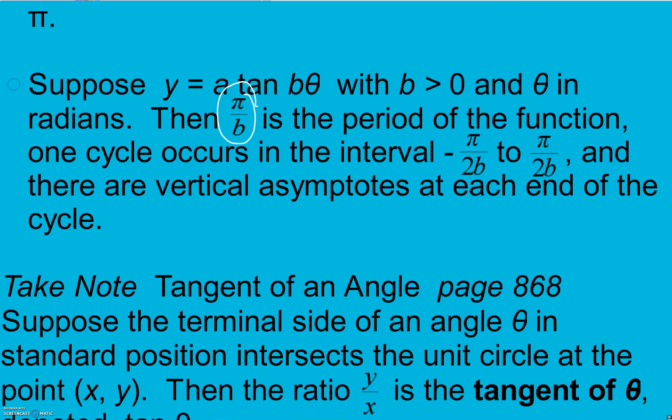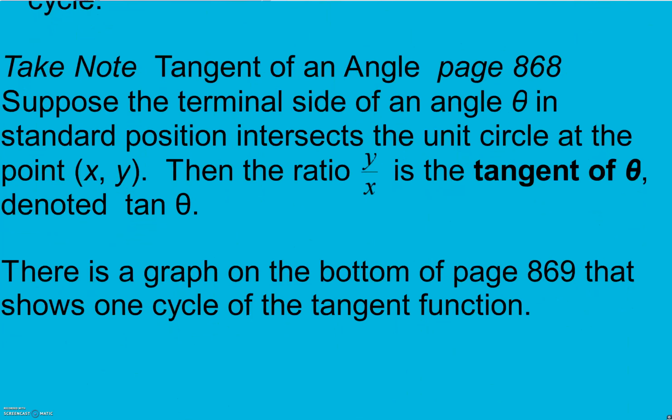Tangent of an angle on page 868. Suppose the terminal side of an angle theta in standard position intersects the unit circle at the point x, y. Then the ratio y over x is the tangent of theta, denoted tangent theta. Y over x, guys, tangent is sine over cosine.